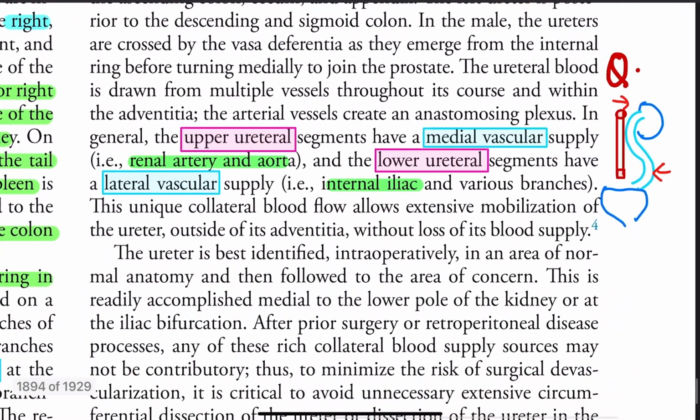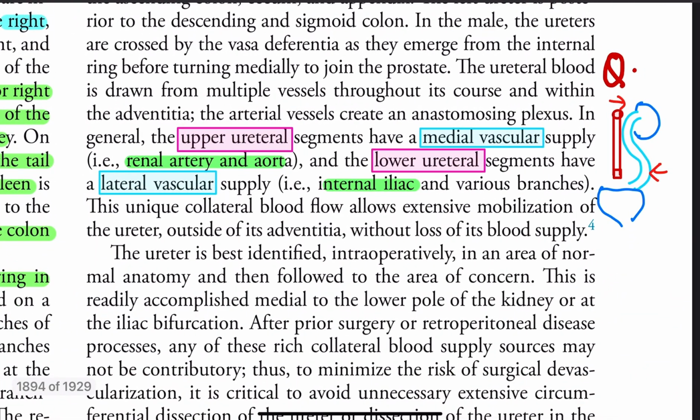Now come to the blood supply of the ureter. The upper ureter has medial vascular supply and the lower ureter has lateral vascular supply. The upper one is supplied from the aorta, so it comes from the medial side. The lower ureter is supplied from the internal iliac, so it comes from the lateral. Important question, asked many times.